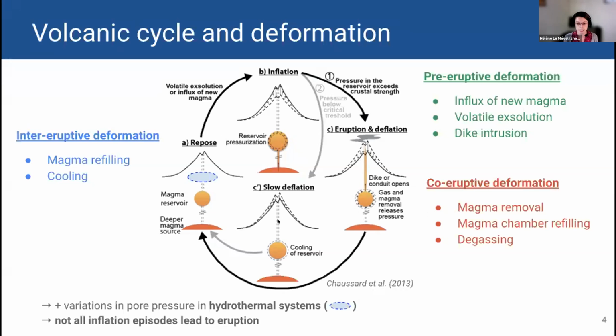The second point is that a lot of volcanoes have a hydrothermal system, usually above the magma reservoir, sketched here in blue. And the variations of pore pressure within this hydrothermal system can also create similar patterns of deformation. And finally, not all episodes of inflation are followed by an eruptive episode, which is why there's this gray arrow here going directly from inflation to deflation. So this illustrates the different challenges in interpreting surface deformation with the goal of forecasting the volcanic activity.